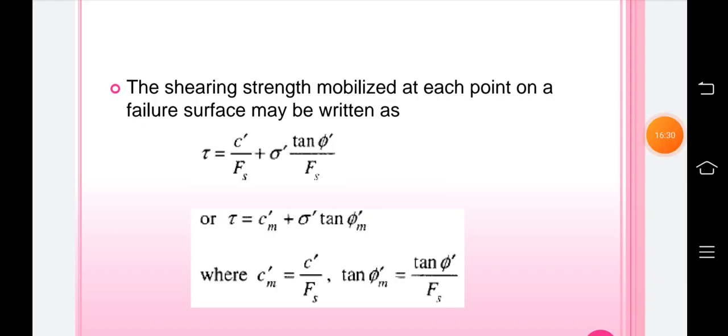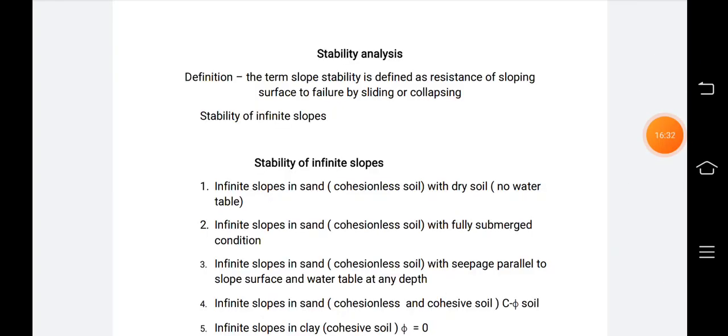So our next part, or next lecture, is stability analysis for infinite slope and finite slope. So what is meant by stability analysis? What are we going to check? Stability analysis is defined as the resistance of the sloping surface to failure by sliding or collapsing. It means we are creating some resistance and we are checking the factor of safety against sliding.